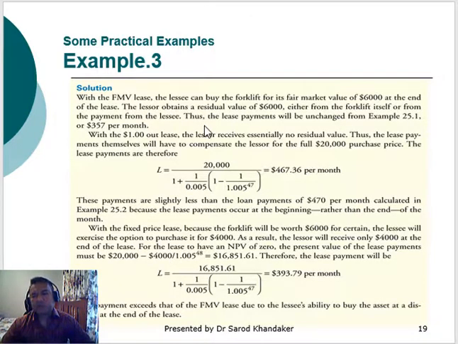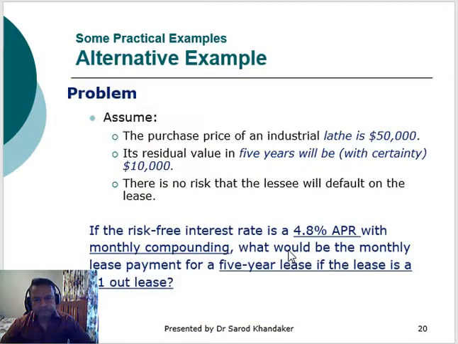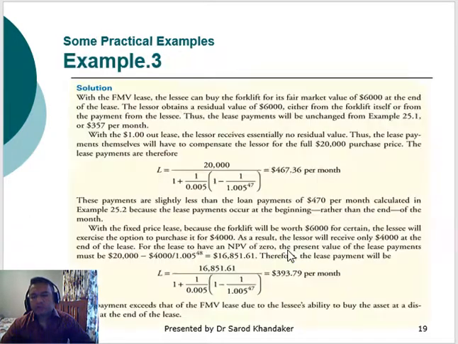So if you compare the three, you'll find in the first example, the fair market value lease, the monthly payment is $357. With the $1 out lease, the monthly payment is $467.36. And with the fixed price lease, where the residual value will be $4,000, the lease payment is $393.79 per month. So if you look into this example, you can understand which is the better option for leasing.